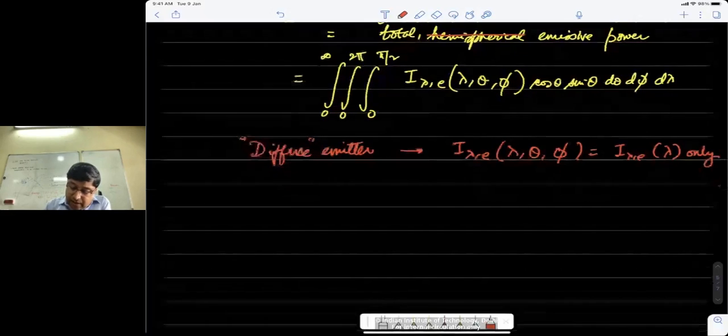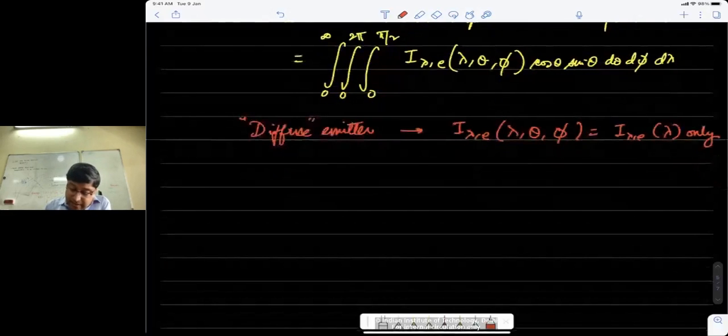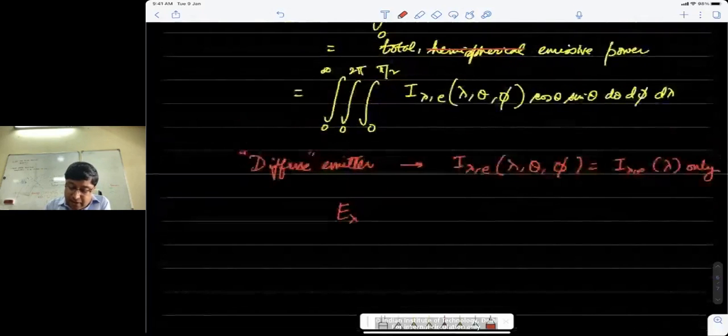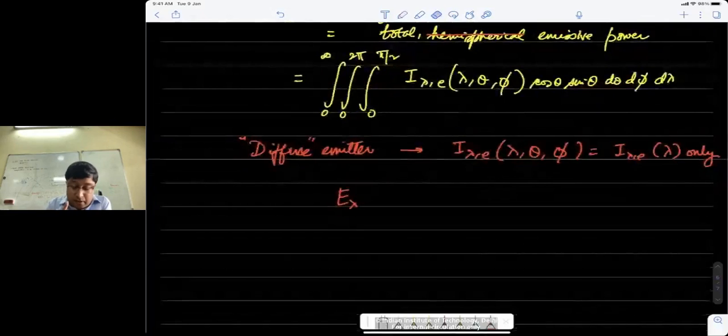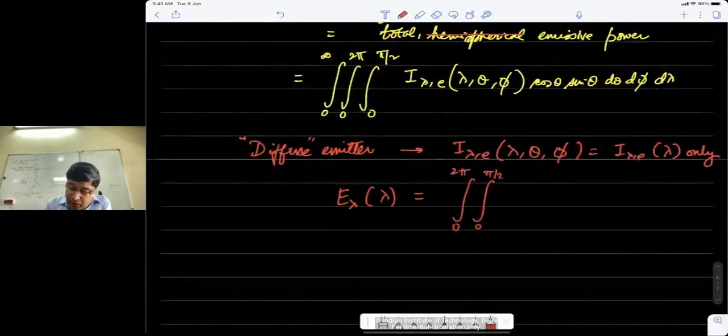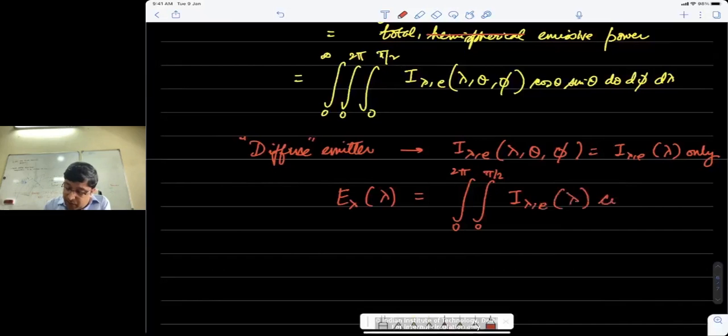So if we make that kind of assumption, then it's easy to see that E lambda, for example, the spectral emissive power, and I'm dropping the term hemispherical now intentionally. So E lambda would just be, if you write it in terms of the angles, the integral from 0 to 2 pi, 0 to pi by 2, of I lambda,e. Now, because I lambda,e is only a function of lambda, we have cosine theta, sine theta, d theta, d phi.